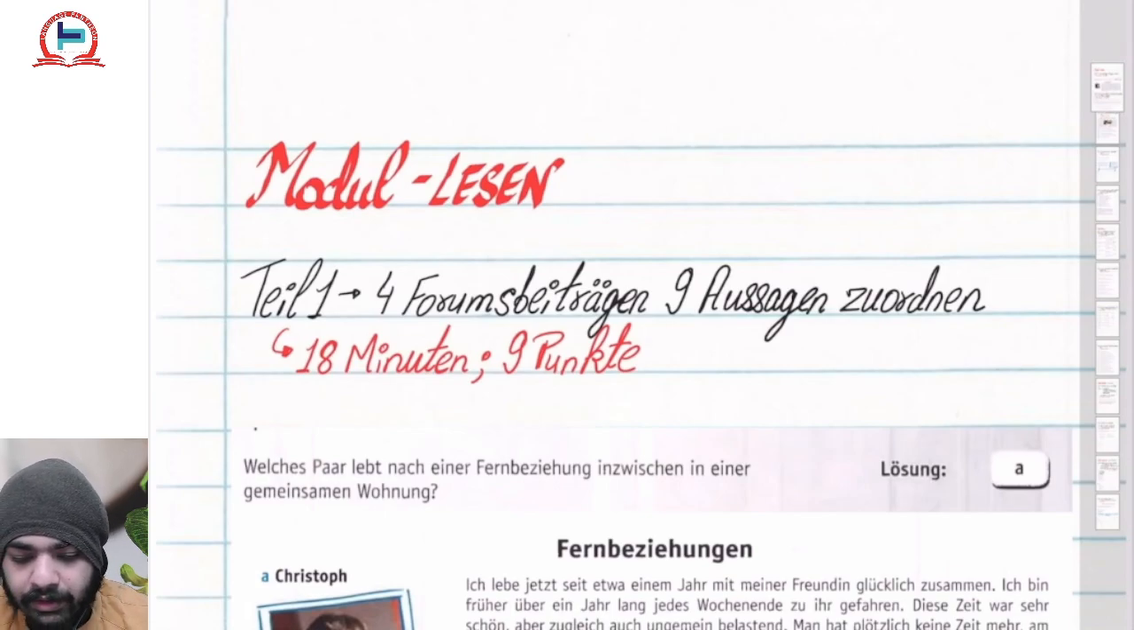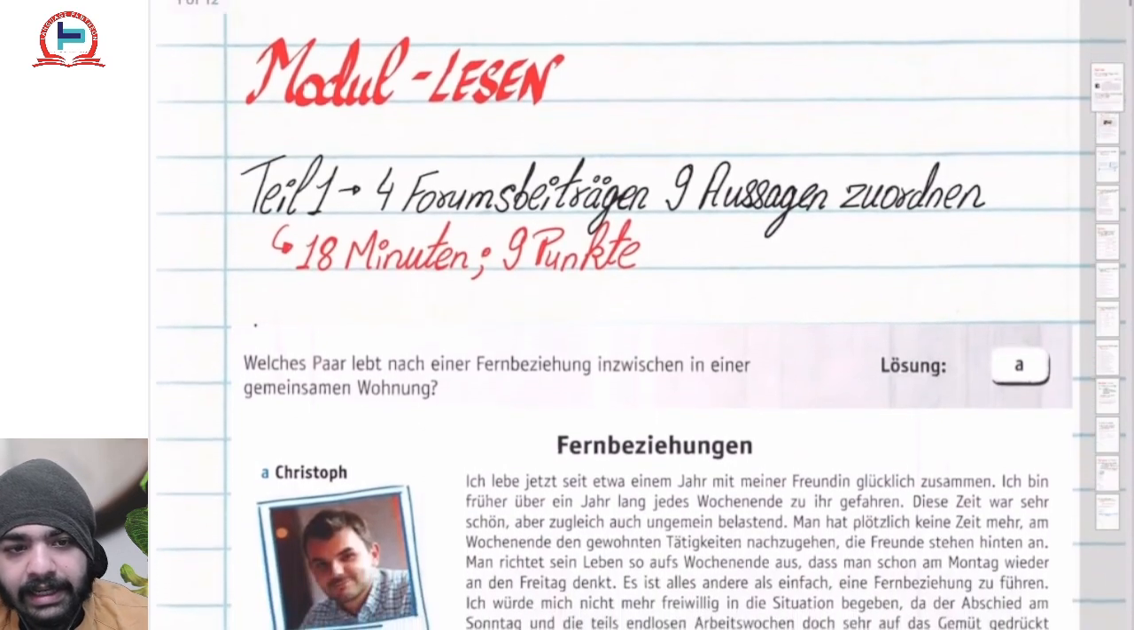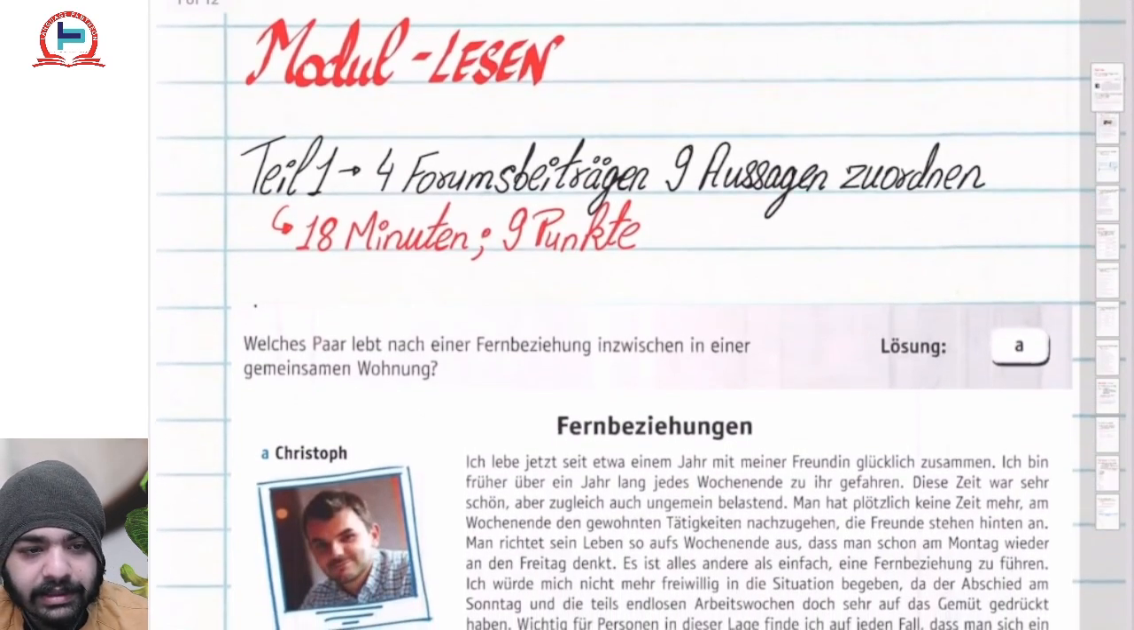Nun sehen wir mal, wie man diese Teile am besten begegnet. So first, to begin with, module Lesen. In Lesen, we'll start with Teil 1. In Teil 1, es gibt 4 Forumsbeiträge und dazu soll man 9 Aussagen zuordnen.